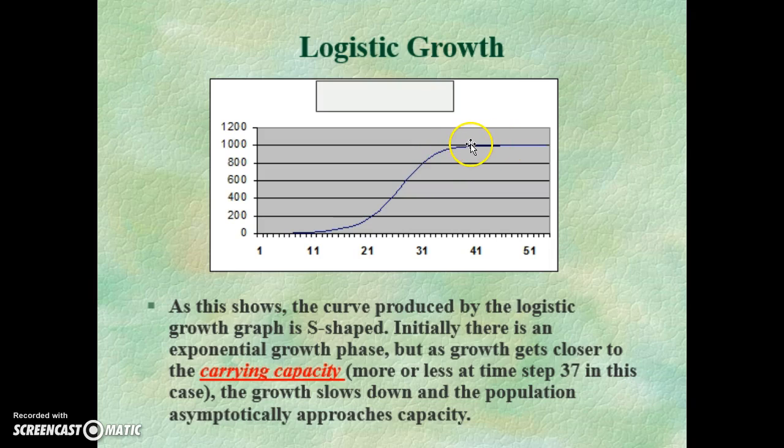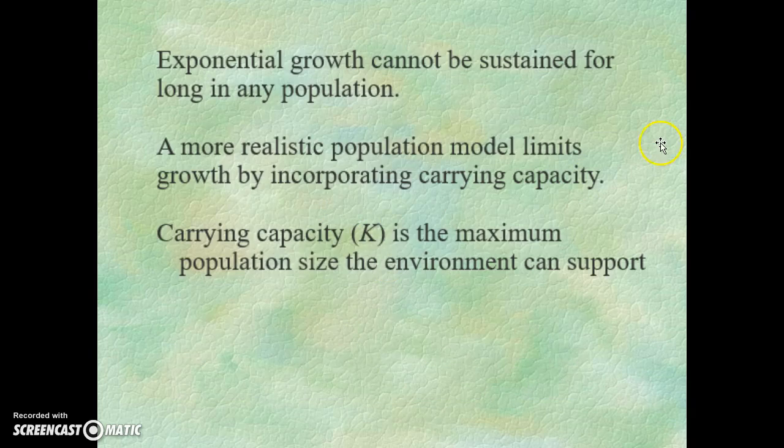In other words, there's about an even number of births and deaths in the population, and so the population ceases to grow. It levels off and it hits what's called its carrying capacity, and that's evidenced graphically by a horizontal asymptote to the graph. Here it looks like the carrying capacity of this population is 1,000. So exponential growth can't be sustained for long in any population. A more realistic model limits the growth by incorporating the carrying capacity, usually delineated by the capital letter K, which is the maximum population size the environment can support.